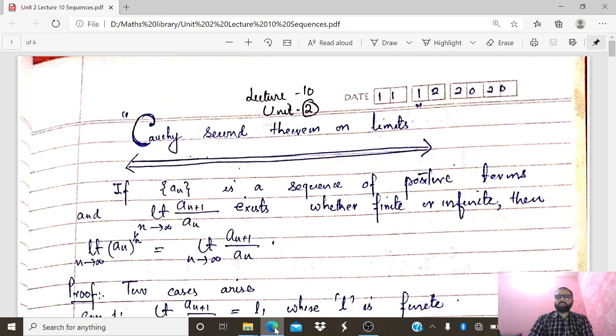And what is that limit? That limit is the limit of a_n raised to the power 1 by n. Moreover, it not only gives us the existence of this other type of limit, but it further goes on to say that the two limits become equal in this very case. The proof of Cauchy's second theorem on limits is very simple.